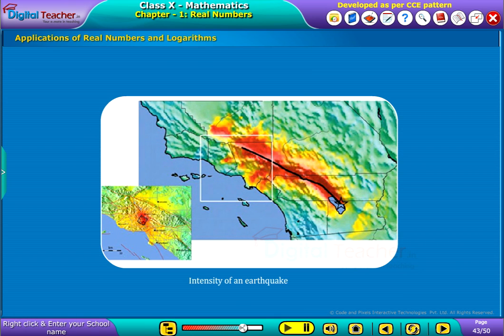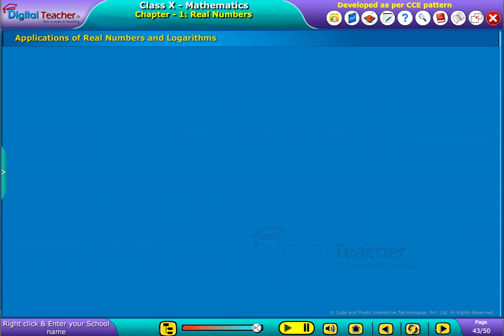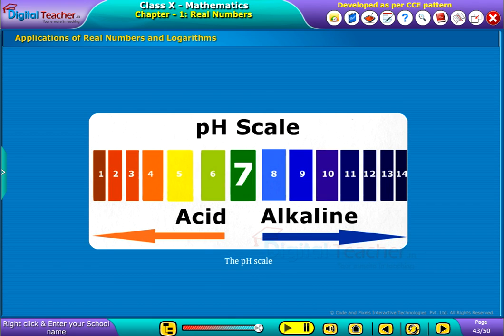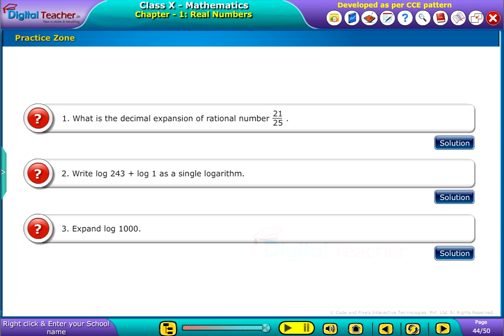The intensity of an earthquake is determined by using logarithms. An instrument called the Richter scale is used to determine this intensity. Measuring acidity using the pH scale or concentration of ions involves logarithms. Try to solve the problems in the practice zone on your own.